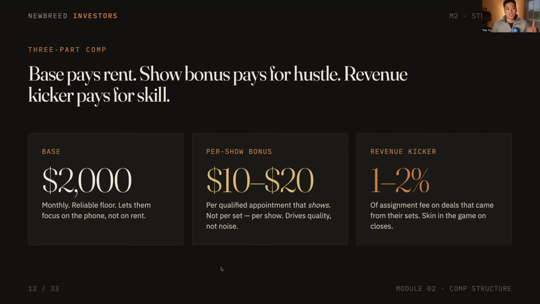They're incentivized to get that person to show up to the call. Now, there's processes that they can follow to increase the show rate, and you want to help them out as much as possible. But the whole point is to drive quality and not a bunch of noise. And you can be very specific.